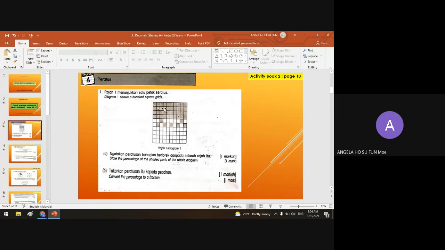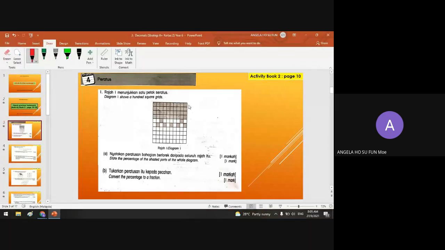So you can count quickly. One row is considered 10. Let's start now. Here is 10, 10, 10, and 10, altogether 40, right? So 41, 42, 43, 44, 45, 46, 47. They ask you to state the percentage of the shaded parts. You see here there is 47 out of 100.